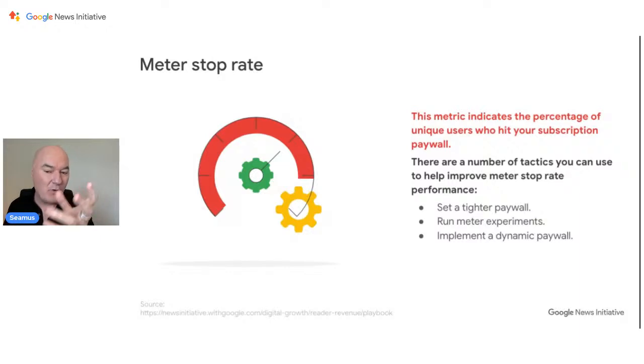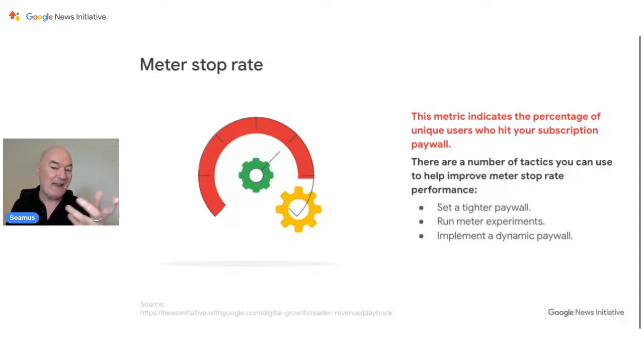And while we've noted this benchmark of 7.6%, which we saw earlier, publishers with a hard paywall or a significant amount of premium content are likely to see significantly higher meter stop rates. So this is something to get our heads around. It's something that we can look at in the playbook. If you're further down the road on this, take a look at some of the tips, some of the tactics that we can use when it comes to a tighter paywall, for example.